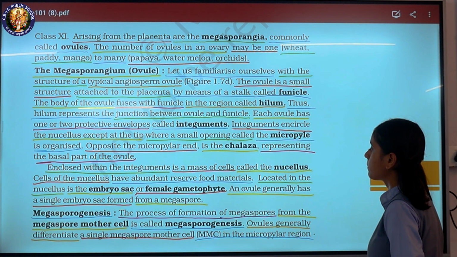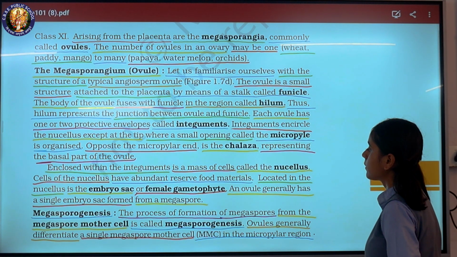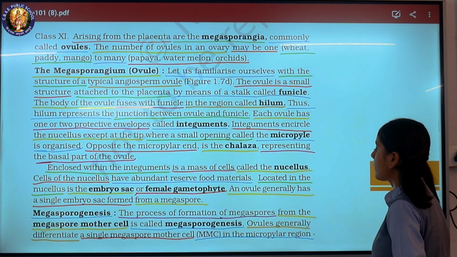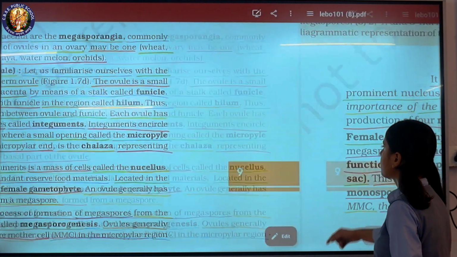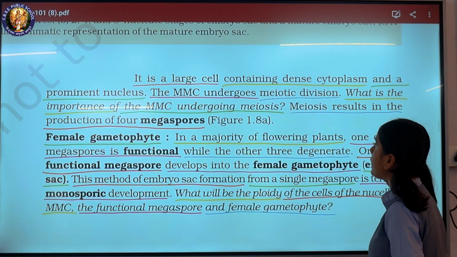Megasporogenesis. The process of formation of megaspores from the megaspore mother cell is called megasporogenesis. Ovules generally differentiate a single megaspore mother cell, MMC, in the micropylar region. It is a large cell containing dense cytoplasm and a prominent nucleus.